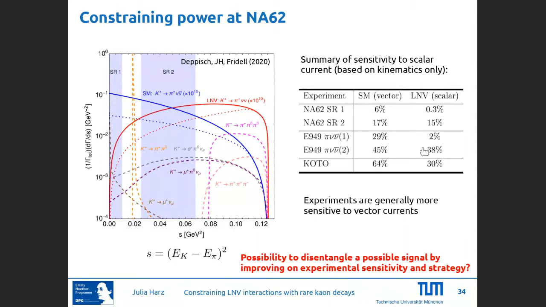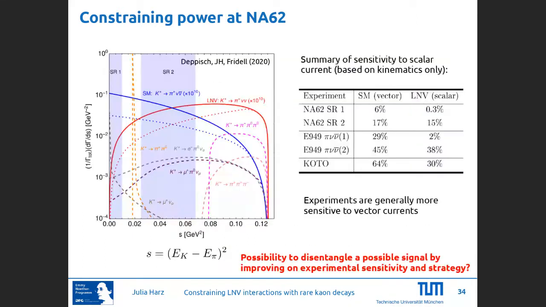And the same here for E949. So the question is really if, in a future perspective, one can basically gain more out of there, or at least provide also scalar current limits for these experiments, what E949 already does.